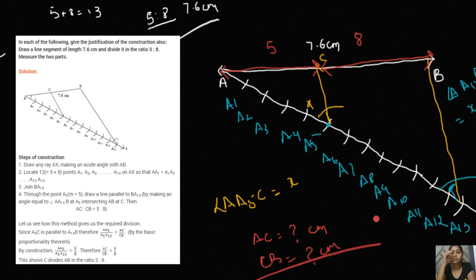You have to mention the justification that by BPT theorem, when the two lines are parallel to each other, the ratio of their corresponding sides are equal to each other, and that is why the ratio of AA5 to A5A13 will be equal to the ratio of A3CB, and that is why you will be getting the 5:8. I hope that's clear now. Okay, let's move ahead with the next question.